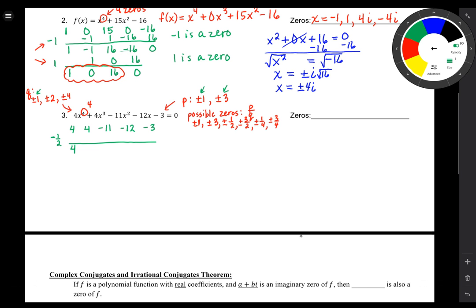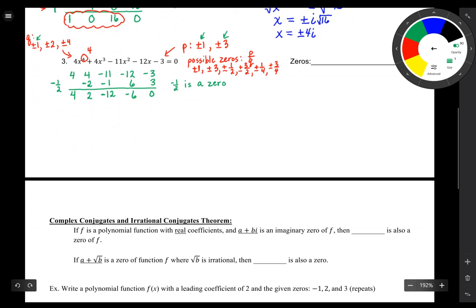Bring down the first 4. 4 times a negative 1/2 is a negative 2. 4 plus negative 2 is 2. 2 times negative 1/2 is negative 1. Add those two. Negative times negative is a positive. And negative times a negative is a positive. Negative 6 times a negative 1/2 is a positive 3. And that gives you a 0 as a remainder. So negative 1/2 is a zero. Here's something interesting that you can only see on a graphing calculator. The fact is, negative 1/2 is going to be a repeated solution. It's going to be a double zero.